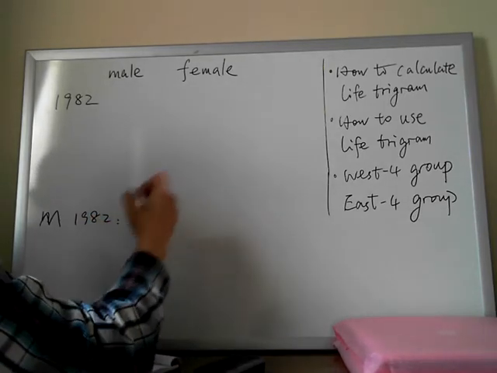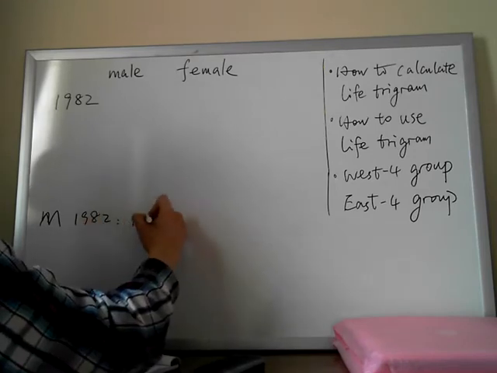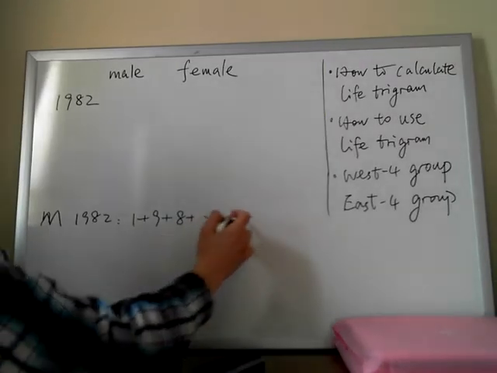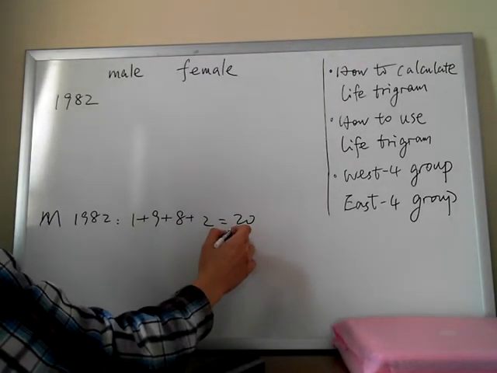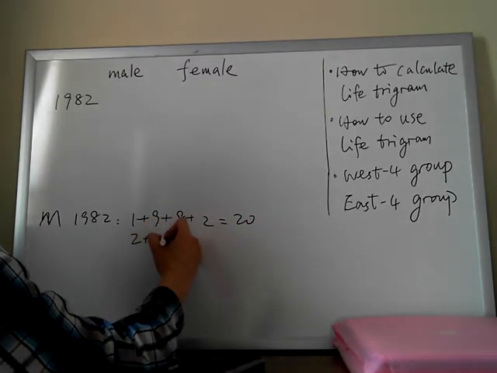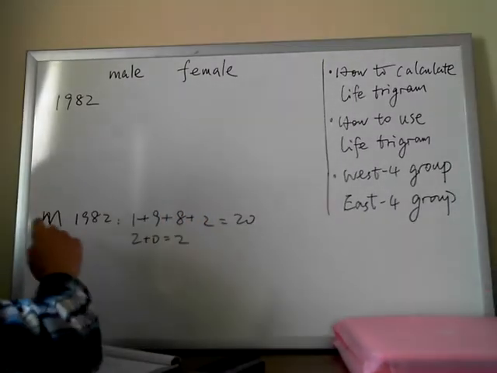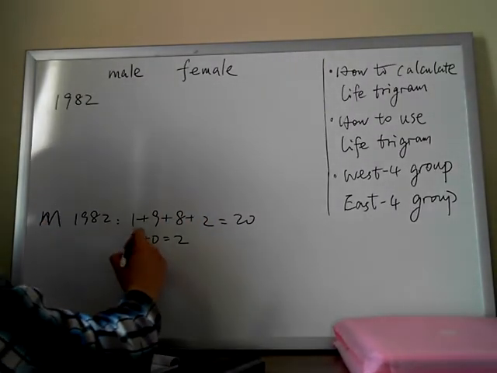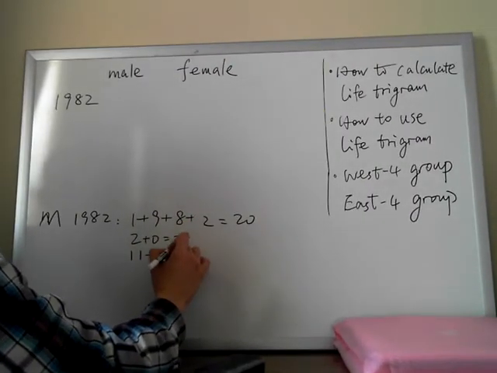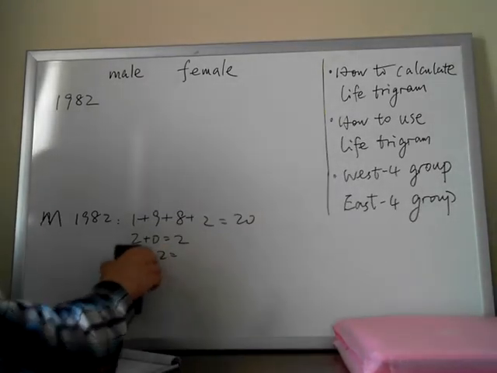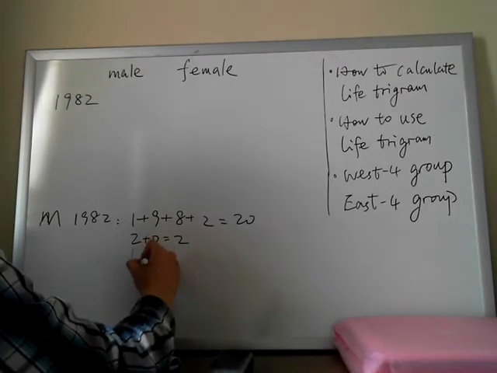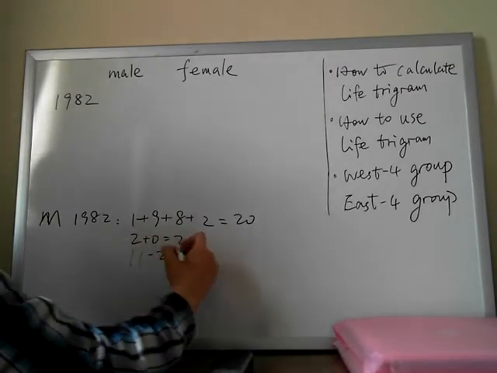The way to calculate is you add up all the digits of the birth year, which is 20, and you add up the digits of the output. 2 plus 0 is 2. Then for male, you use 11 to subtract the output: 11 minus 2 equals 9.